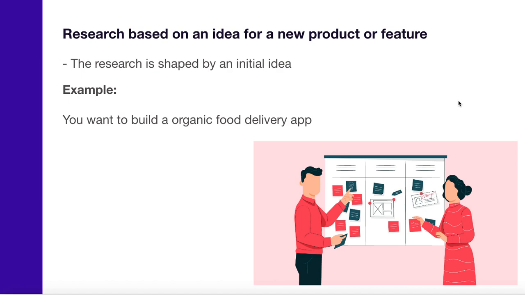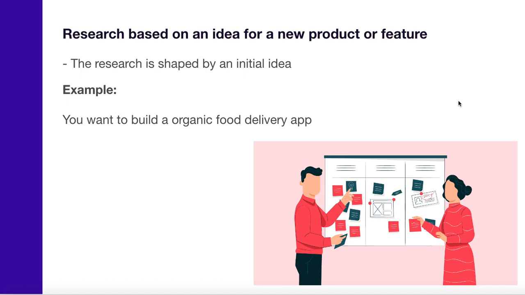Okay, so let's say that, for example, you want to build an organic food delivery app. You have this idea, you notice that people are now really interested in getting more organic food. You have this idea, but how do you validate this? How do you get validation for this idea of yours? You can do qualitative research in this place.